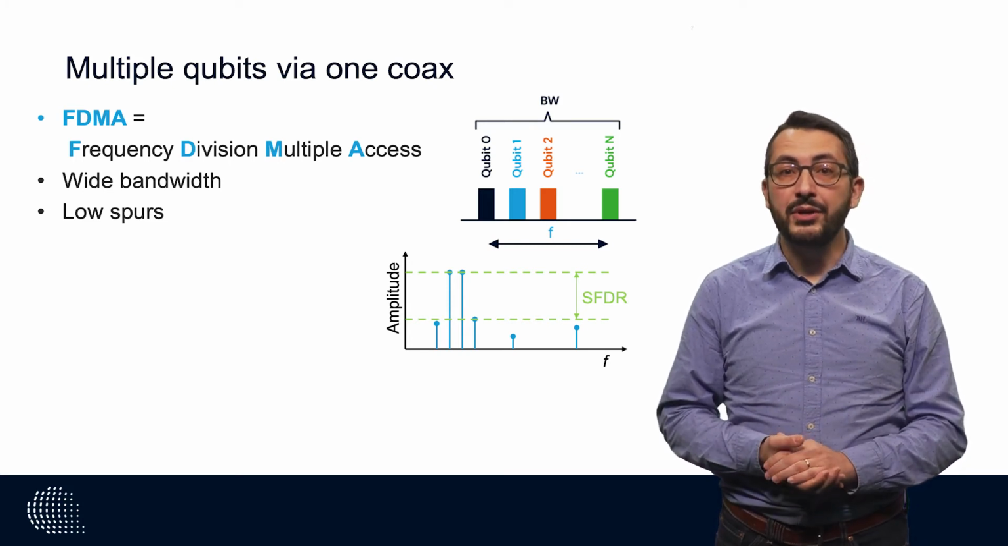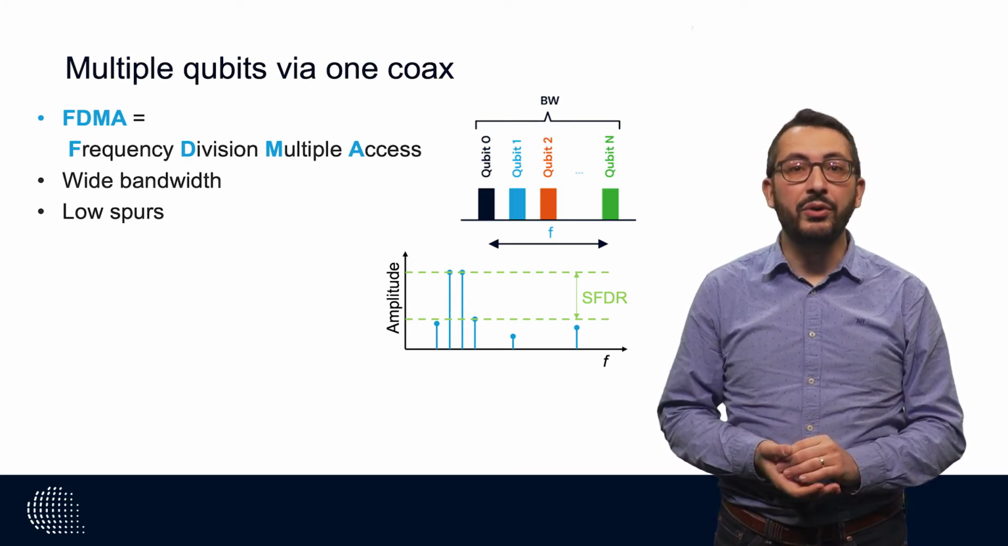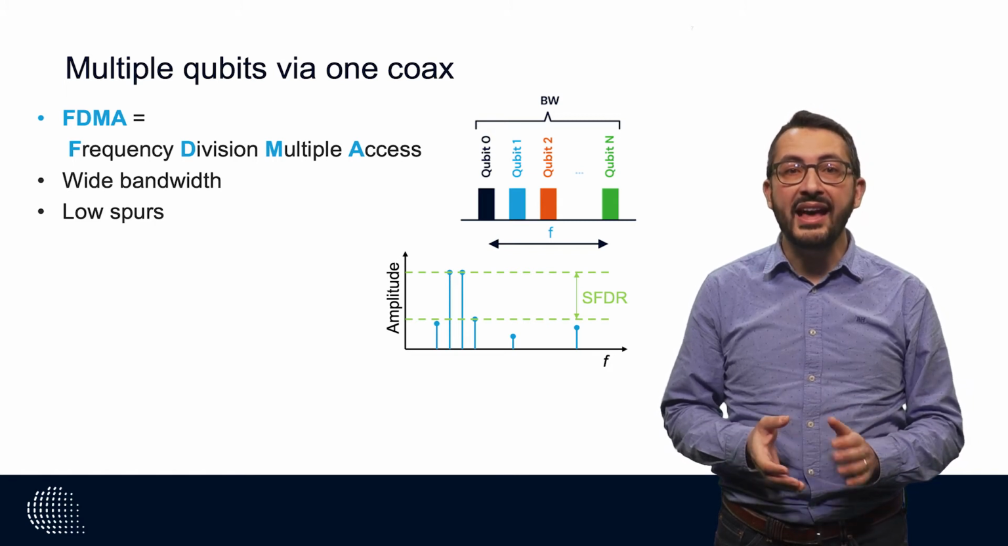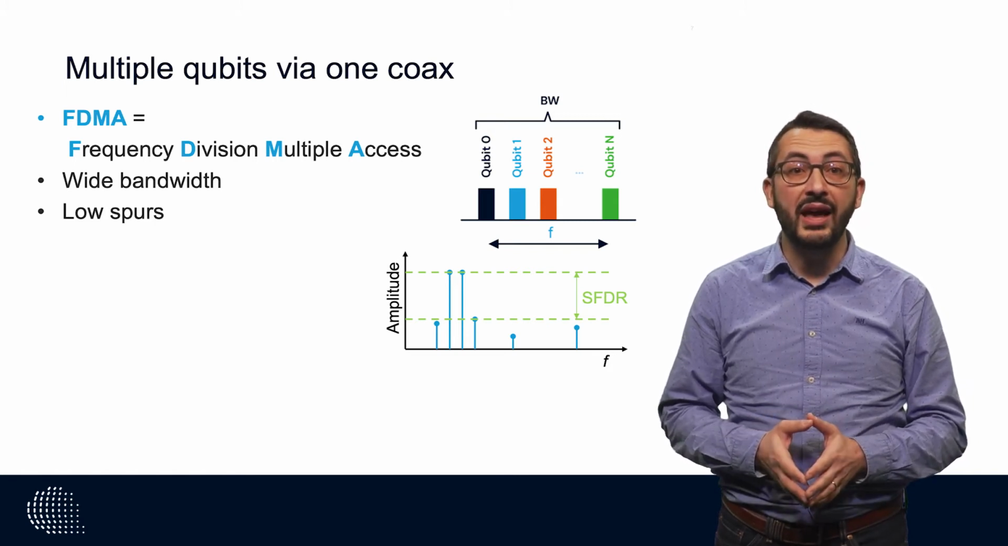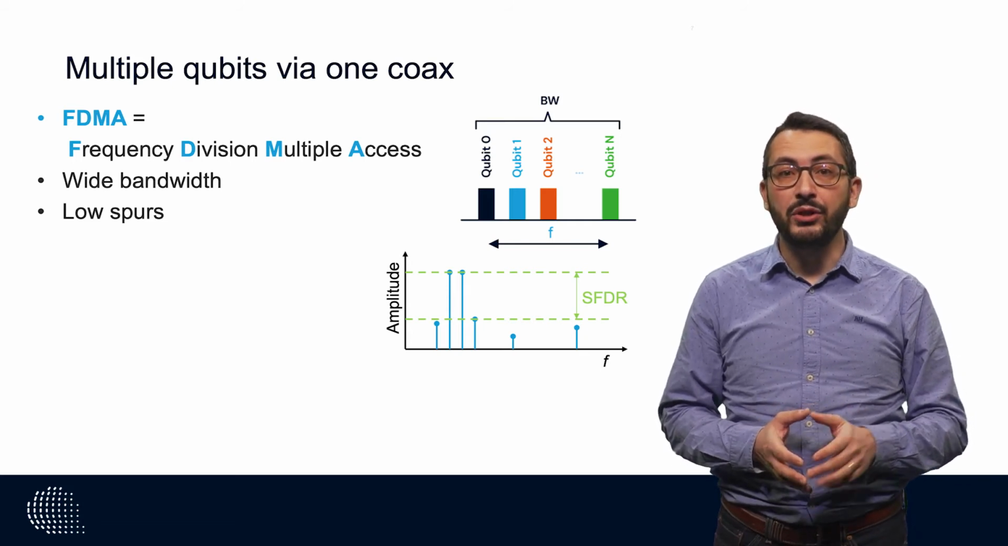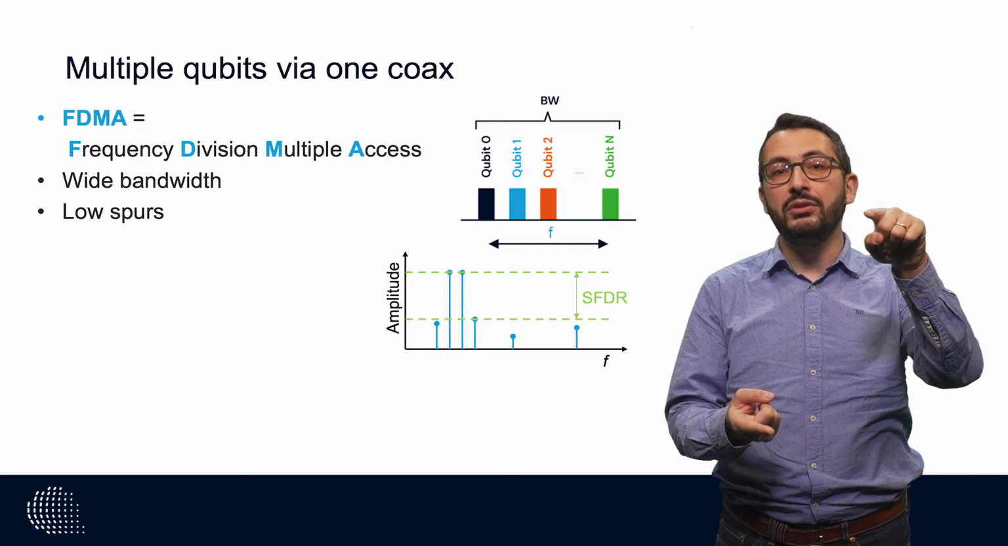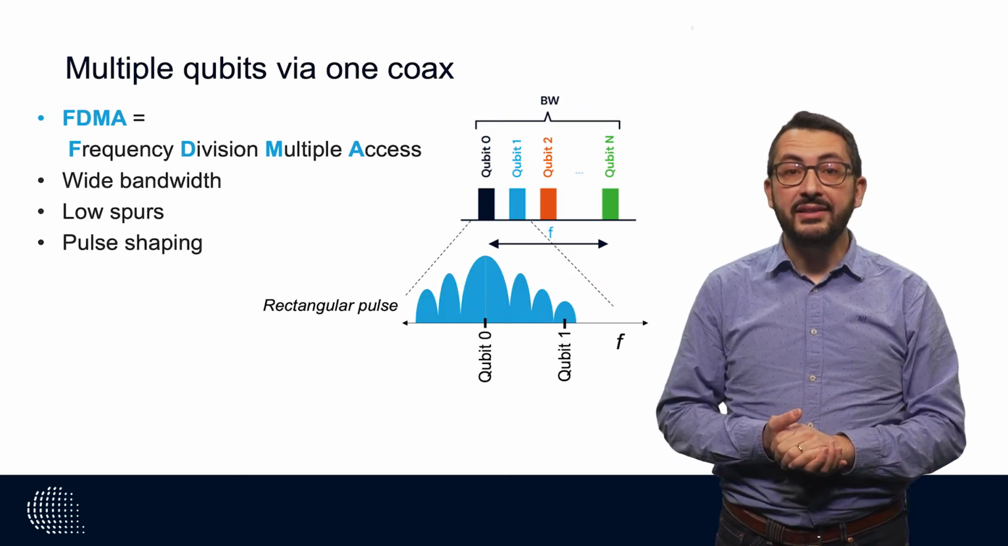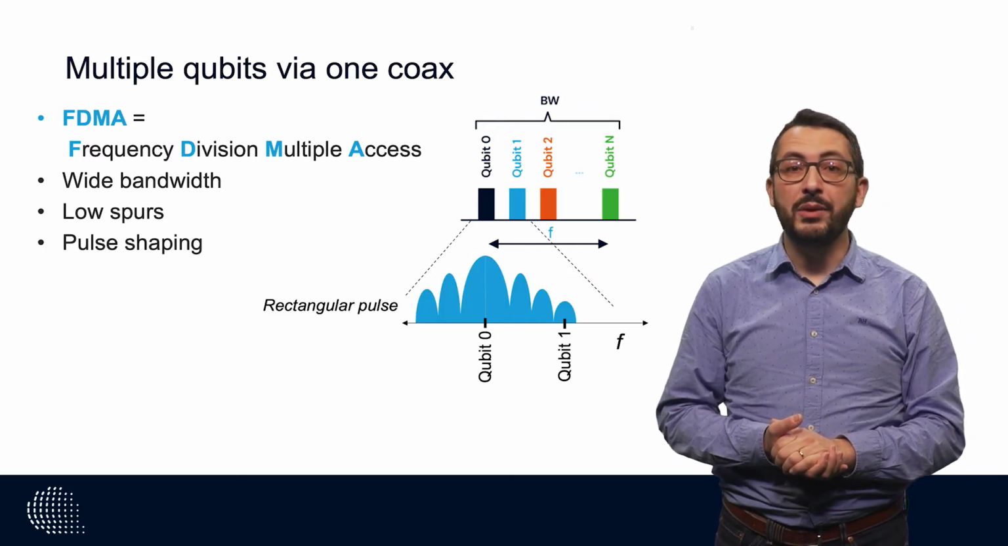We must keep our spurs low enough, or in other words, we need to keep a high spurious free dynamic range, or SFDR. The SFDR is nothing else than the difference between the tone that we generate and the unwanted tone that appear in the spectrum. Next, we have to take care of the shape of our pulse.